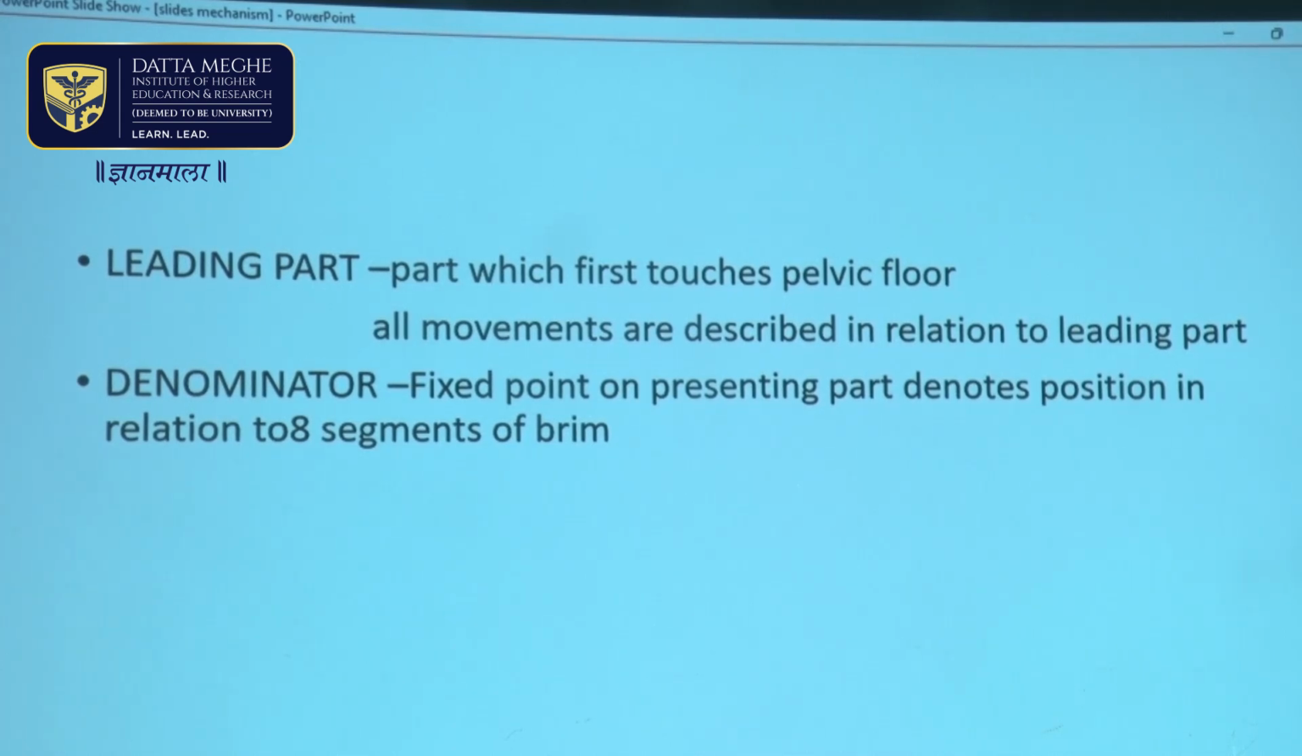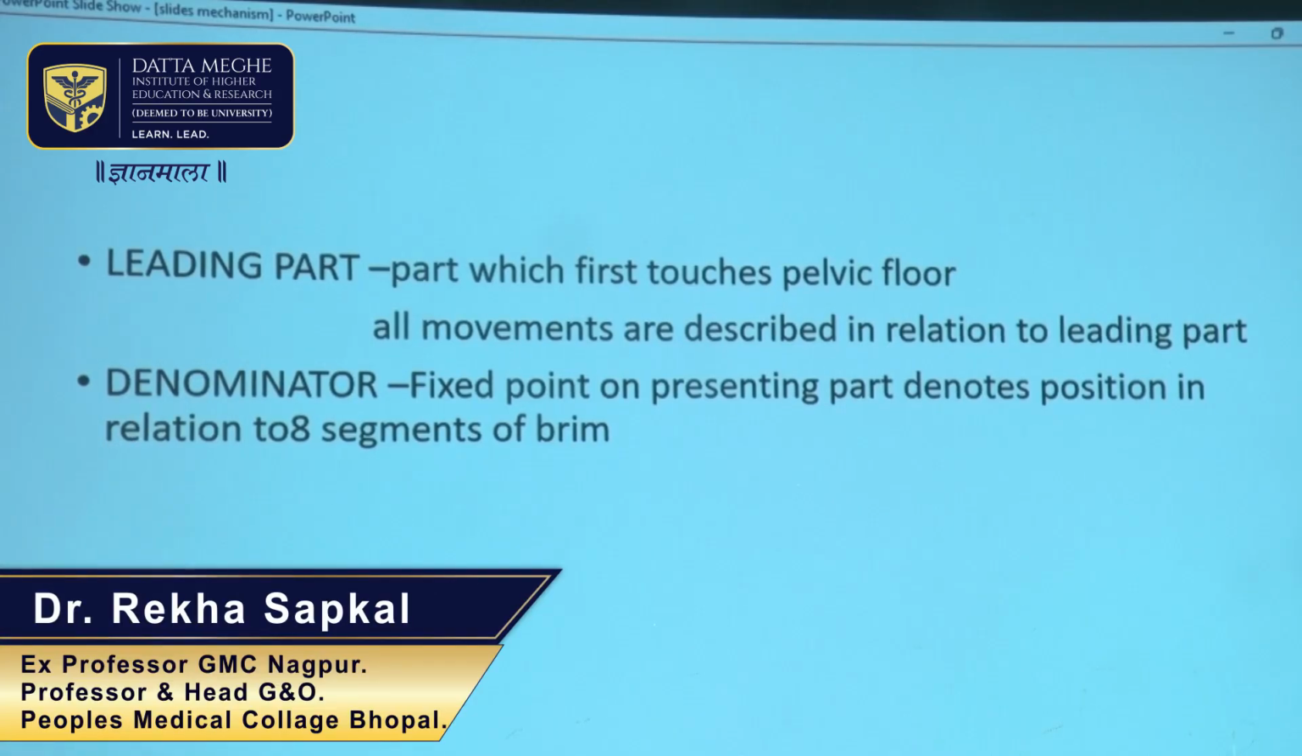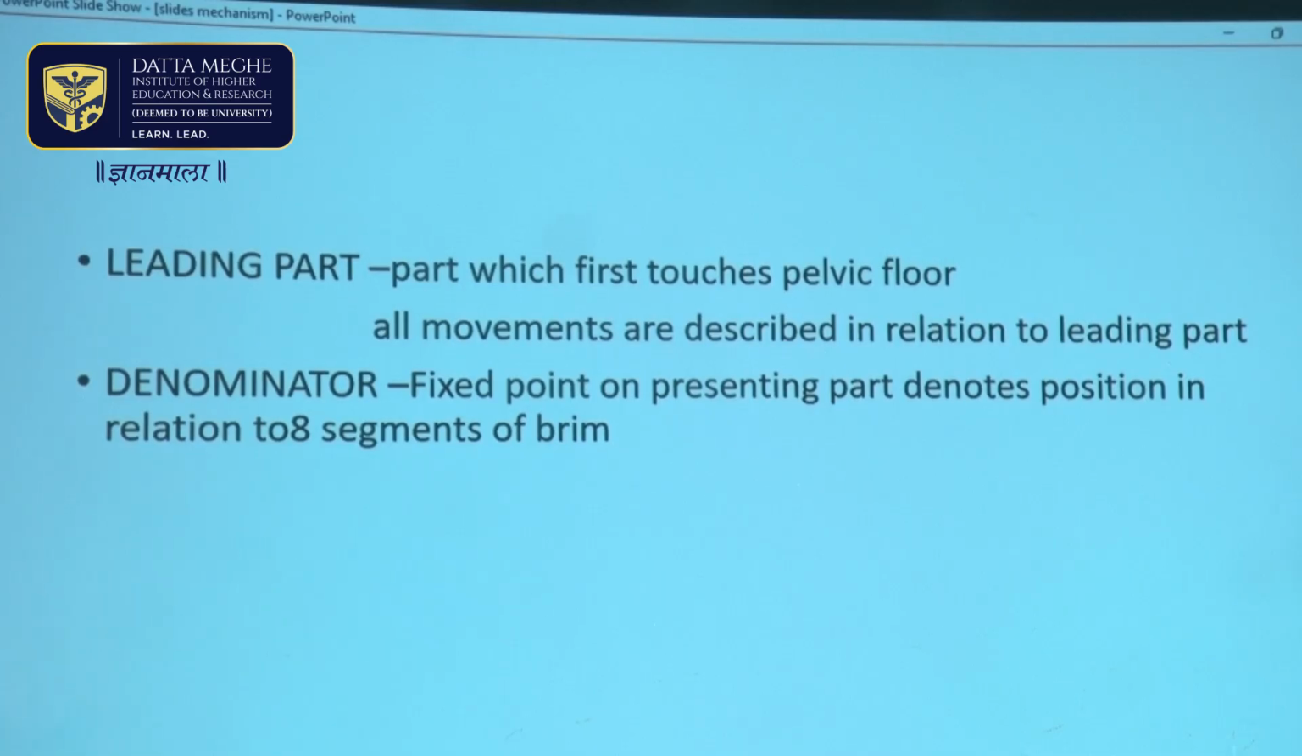So, internal rotation occurs in the second stage of labor on the pelvic floor. The denominator is a fixed point on the presenting part. In relation to the pelvic brim, we describe the different positions, whether it is anterior position, whether it is left or right, whether it is transverse position, left or right, whether it is posterior position, left or right. So, denominator is the term given to a fixed point.